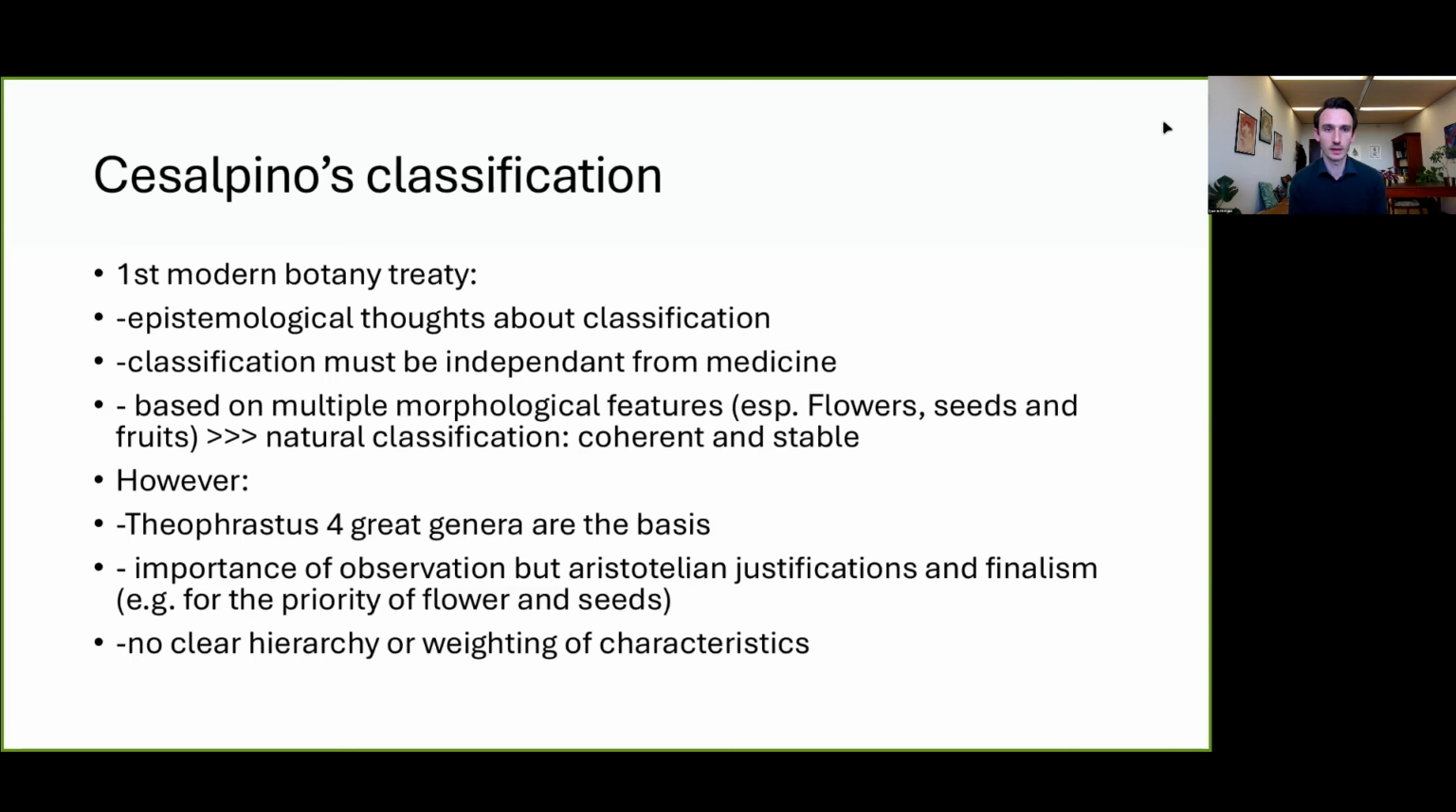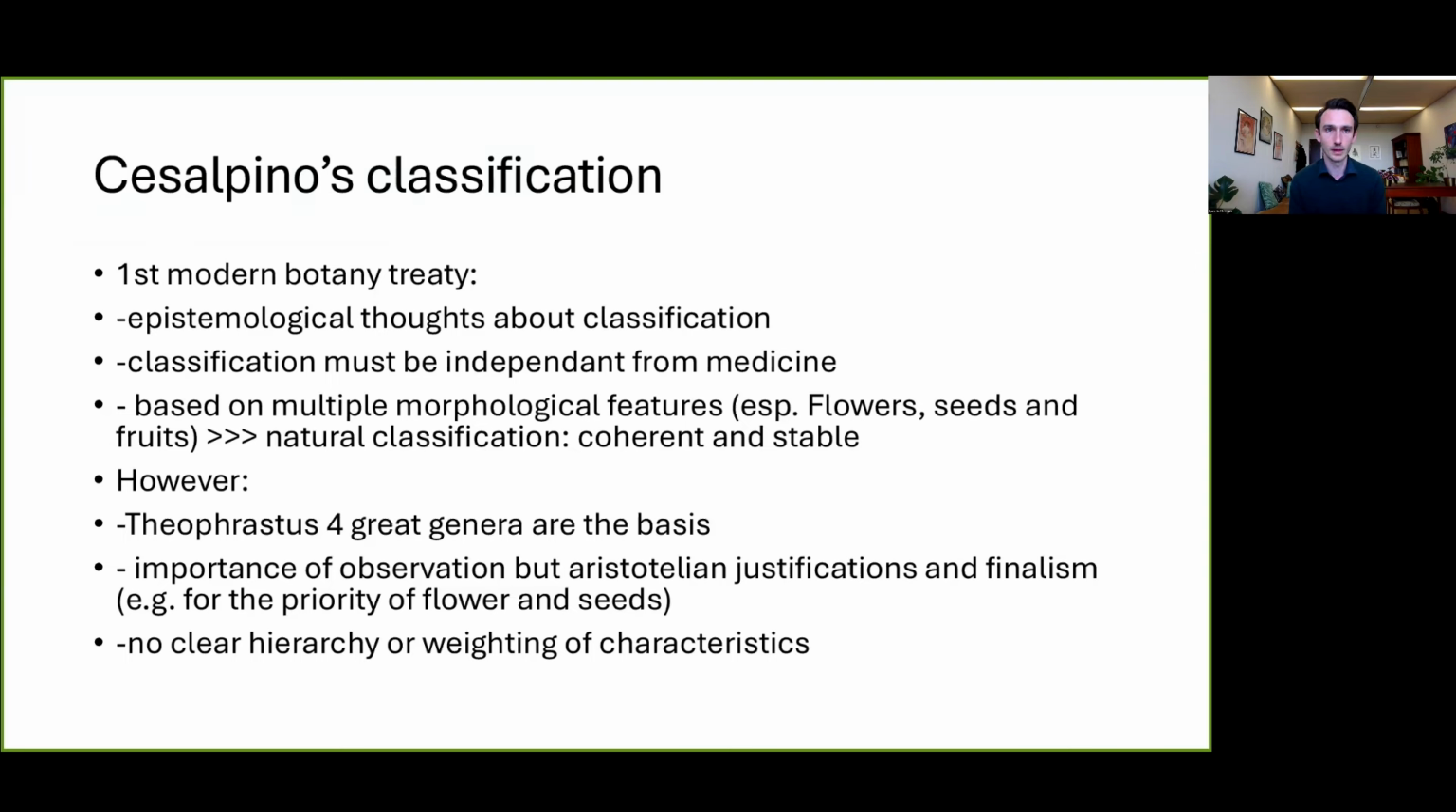Or it was totally artificial because it was serving only a very practical aspect, classifying plants by alphabetical order, for example. What Cesalpino did was to base his own natural system of classification on multiple morphology. Before Cesalpino, it was more common to use only one characteristic of one organ to build a very artificial kind of classification.